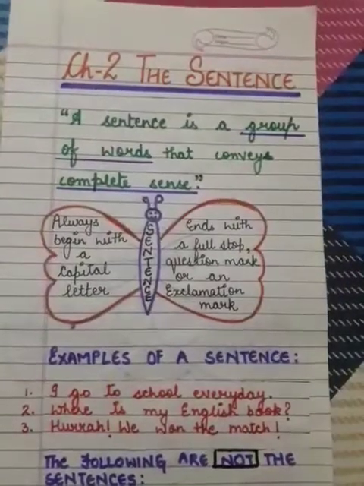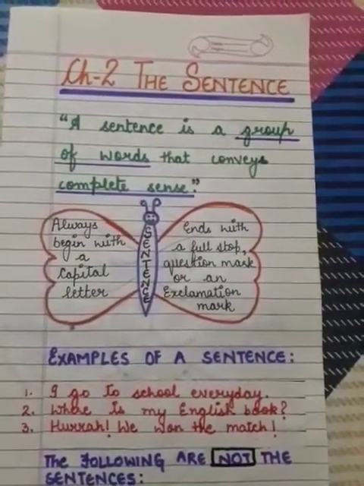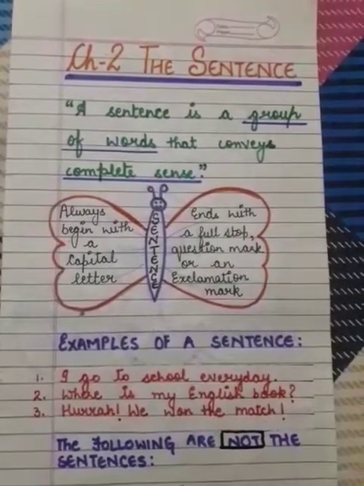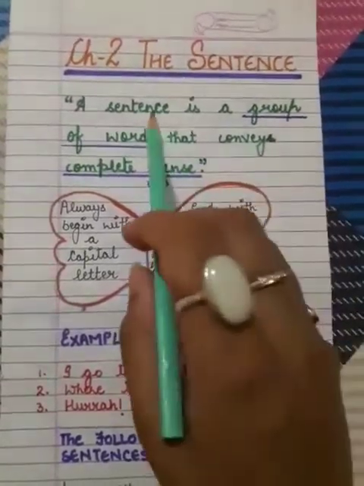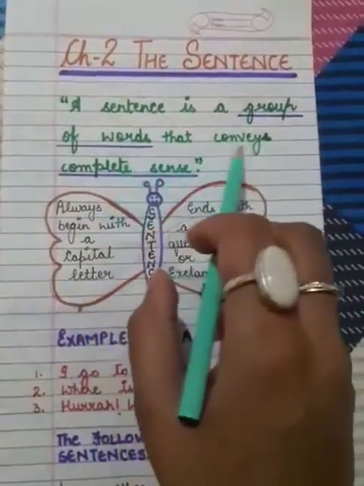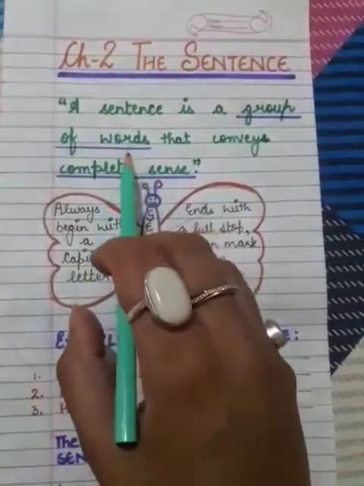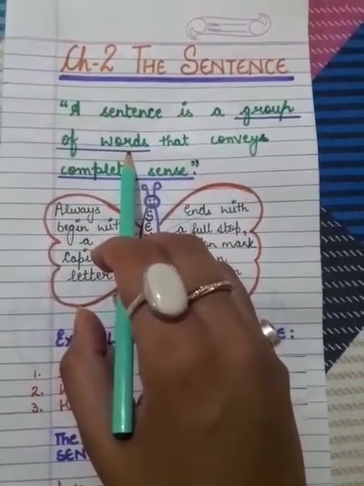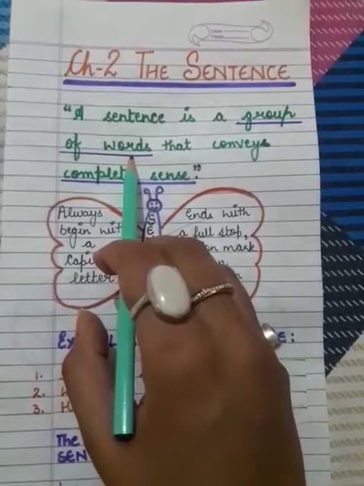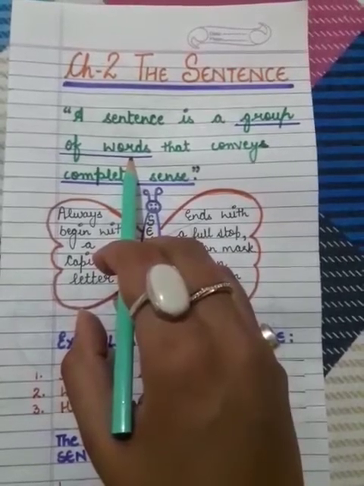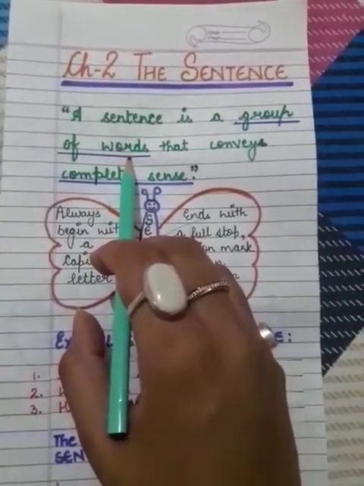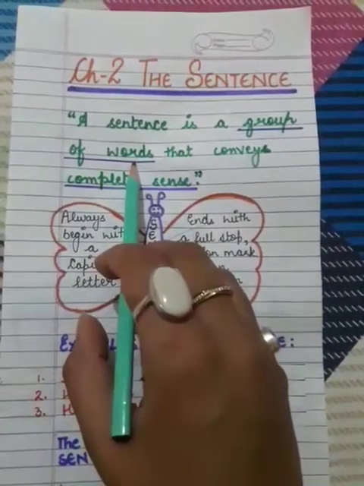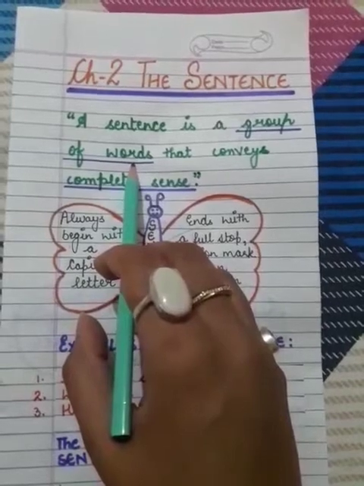Hello everyone. Today we are going to study chapter 2, that is the sentence. First of all, let us see what is a sentence. A sentence is a group of words that conveys complete sense. Group of words means two or more than two words, but sometimes even a single word can be considered as a sentence if it is a main verb, that is come, go, sit, drink, etc., because it conveys complete sense.